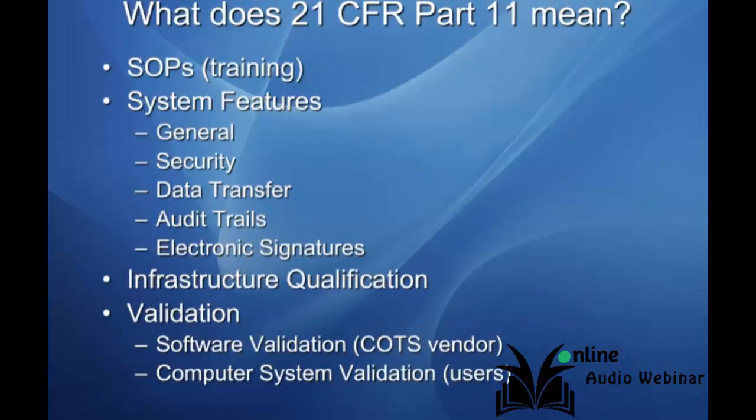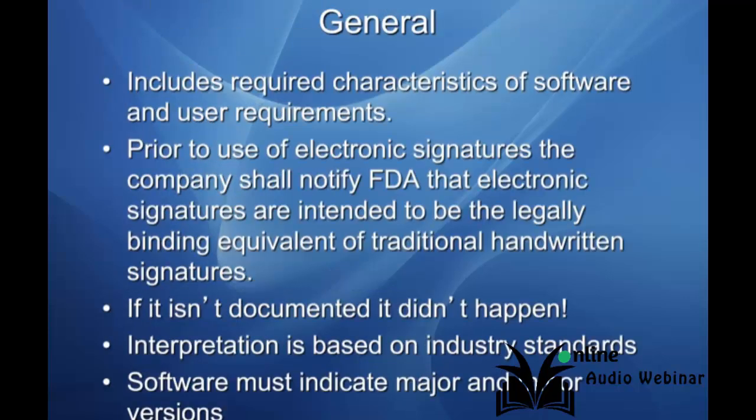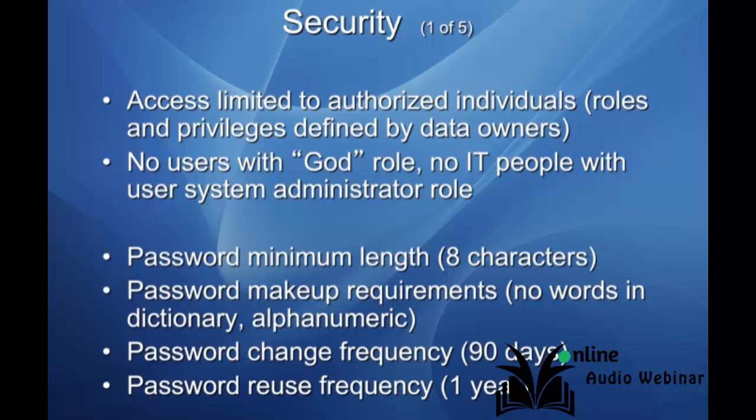What does Part 11 really mean? Part 11 means there are 4 areas of compliance. For the first time in history, the FDA in 1997 says in the Part 11 law, there are required characteristics of software. You must know these characteristics and put them in your user requirements. Part 11 has 3 requirements. Requirement 1, user security. Requirement 2, audit trails. Requirement 3, electronic signatures.